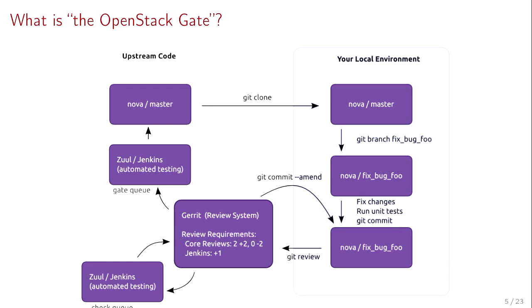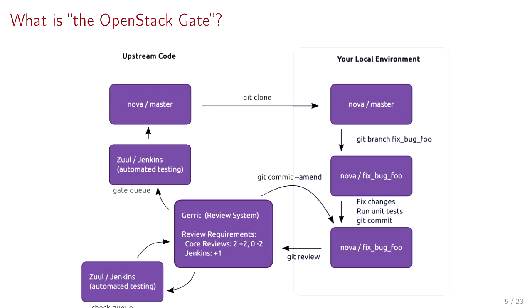In this case, I use Nova as an example. You clone Nova to your local environment, you branch it, you make whatever changes. Hopefully, you run your unit tests locally and whatever other testing locally. You commit the change, and you push it up with git review to Gerrit, which we use for code review in the community. As soon as you push it to Gerrit, it spins off automated testing.